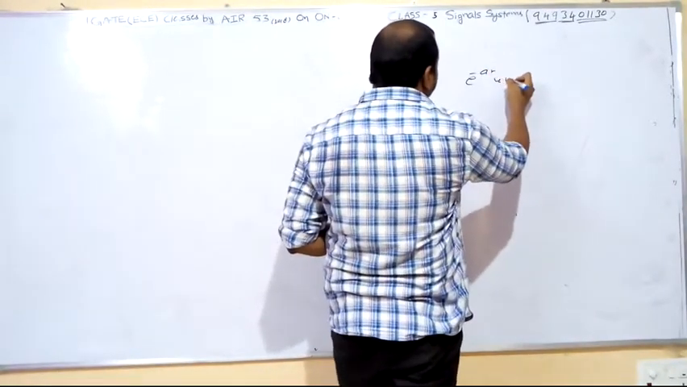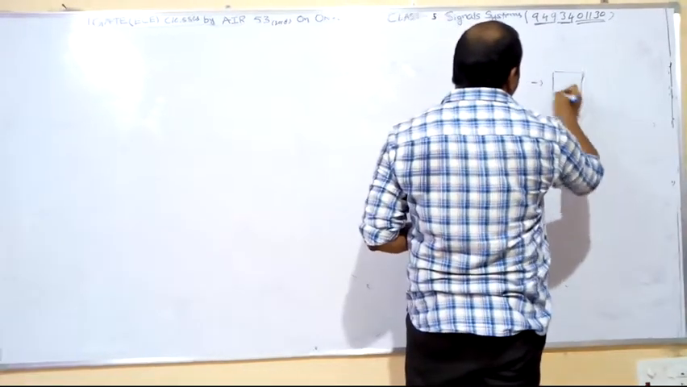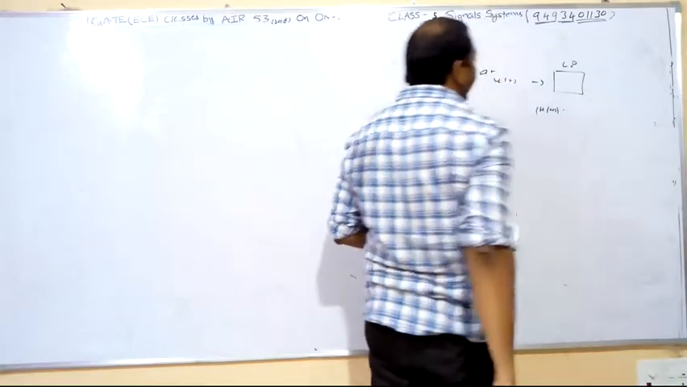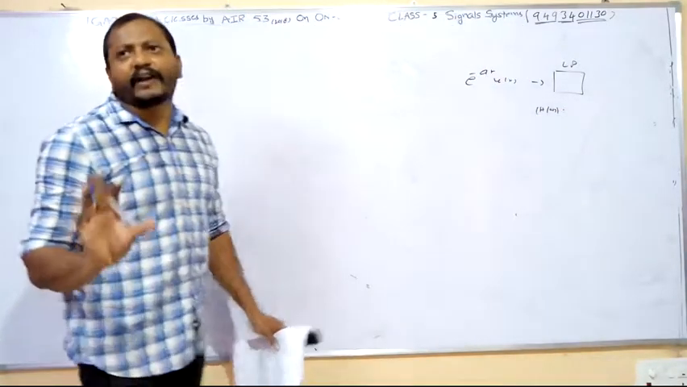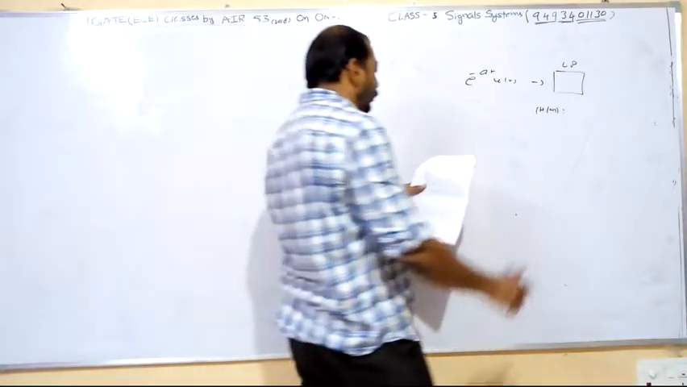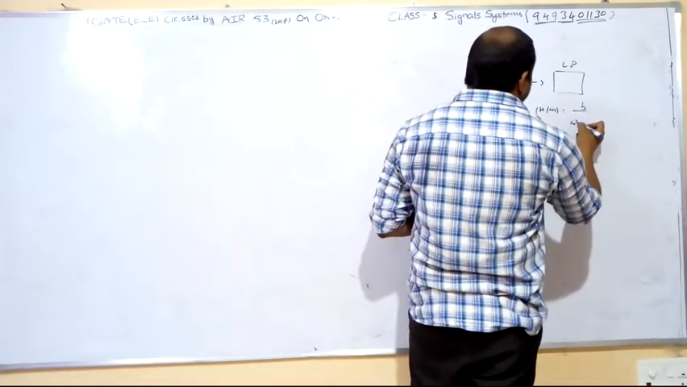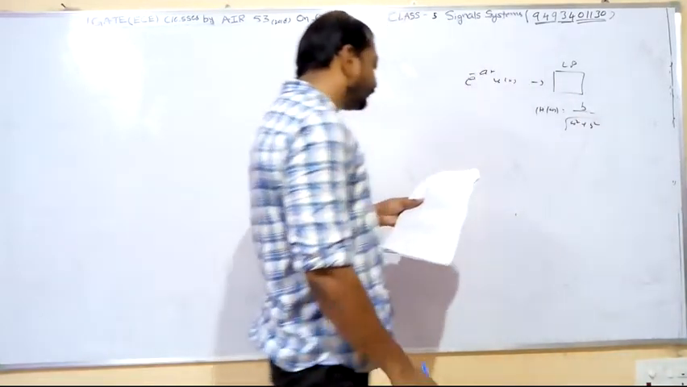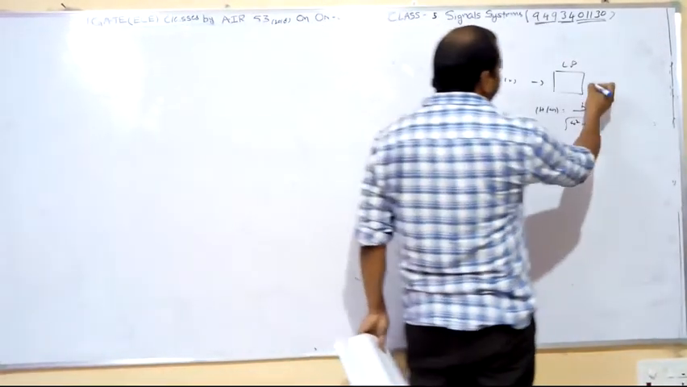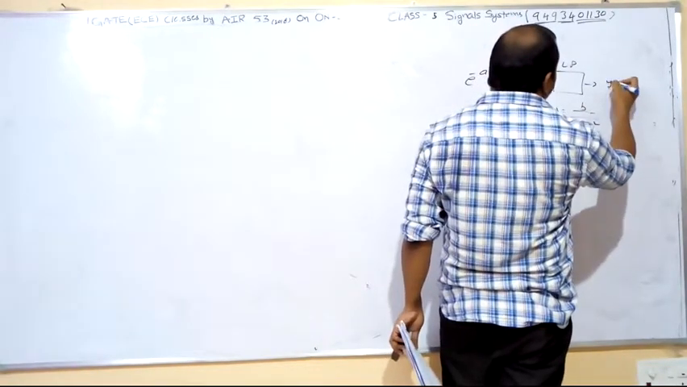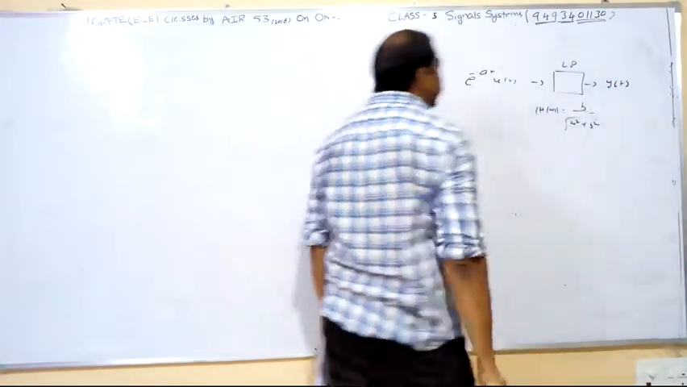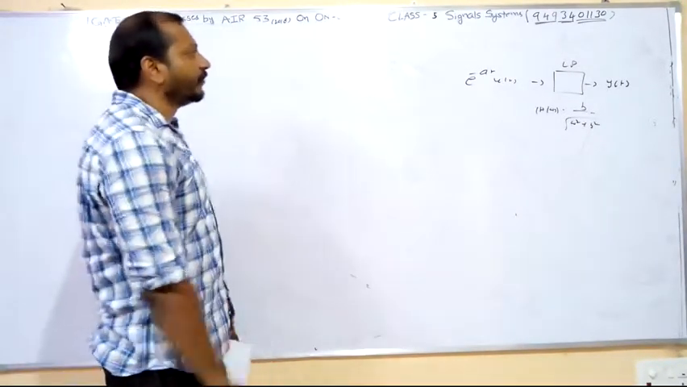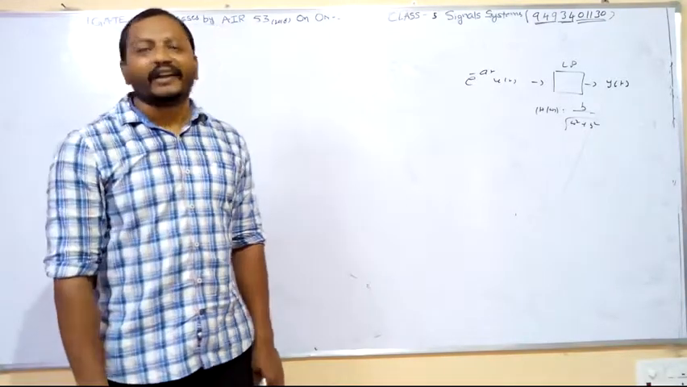Here the input x of t equal to e power minus a t u of t is given to some low pass filter whose frequency characteristics they have given, so you have to consider those characteristics only. The magnitude of H of omega equal to B divided by the square root of omega square plus B square, and the corresponding output y of t has energy which is 50% of the energy of the signal x of t.